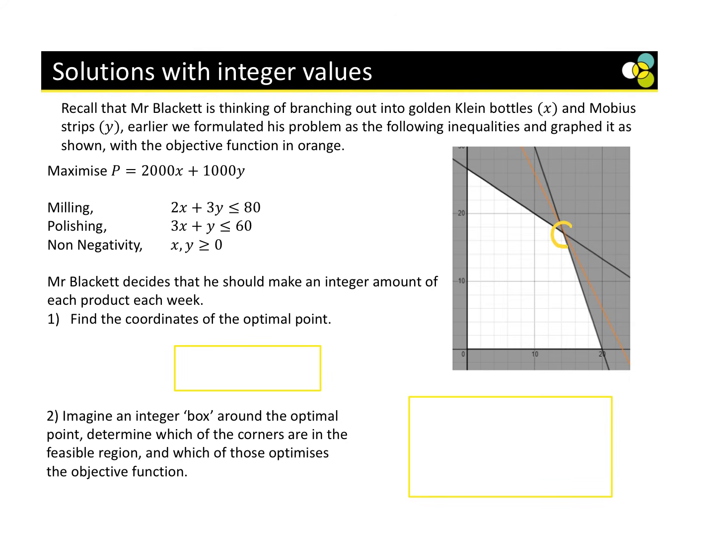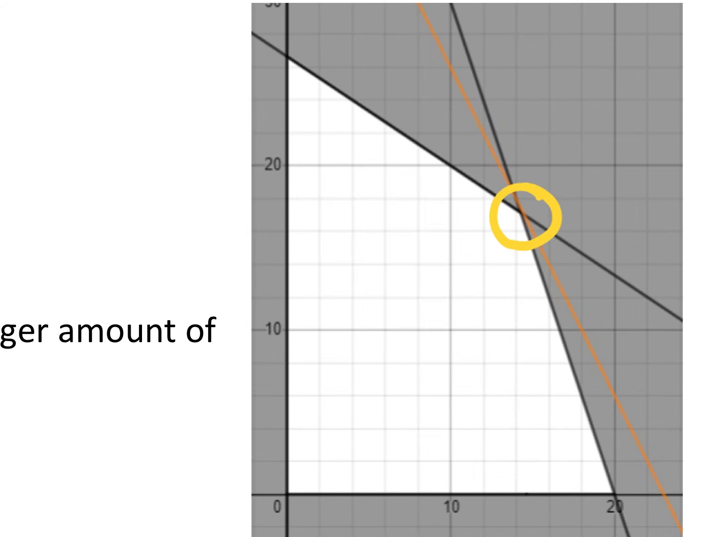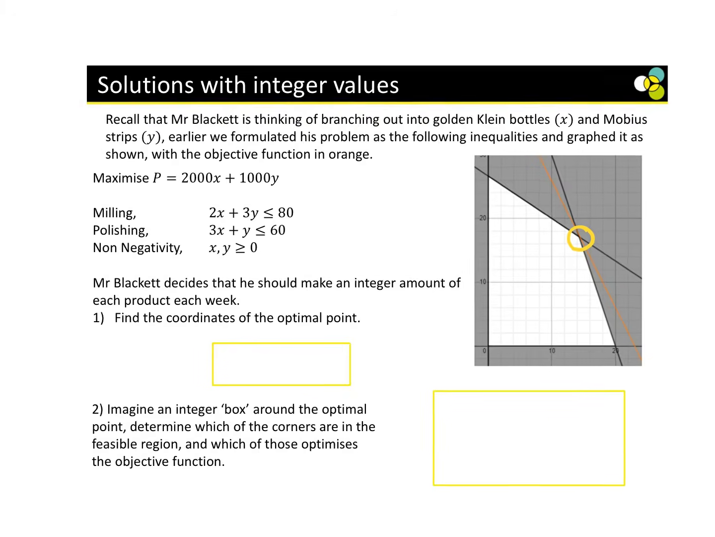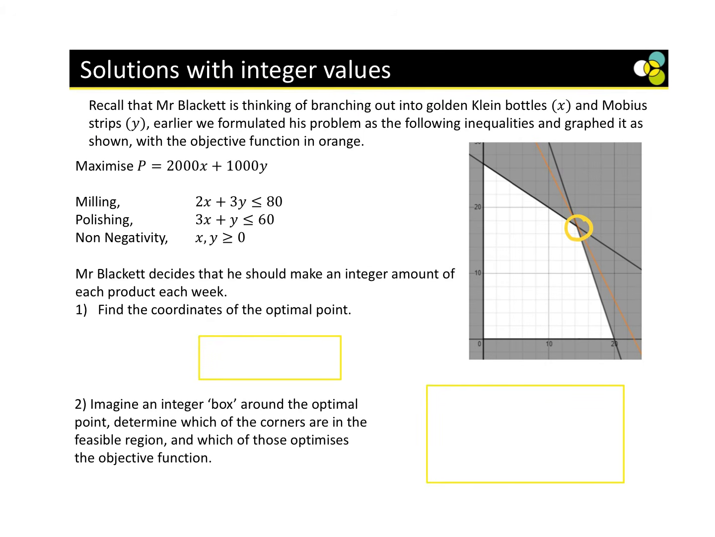Okay, now when I look at this really closely, it's not very nice, is it? So what am I going to do? I'm going to use simultaneous equations. I've figured it out. Now, the optimal point is 14 and 1/7, 17 and 1/7. Okay, this is the coordinates of the optimal point.